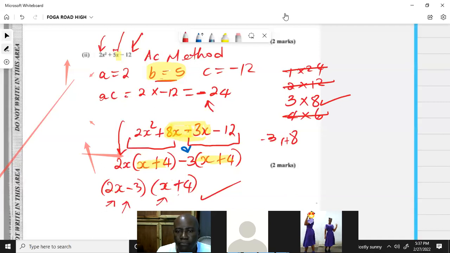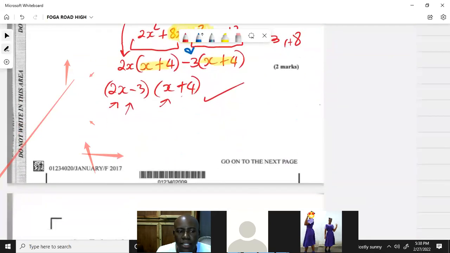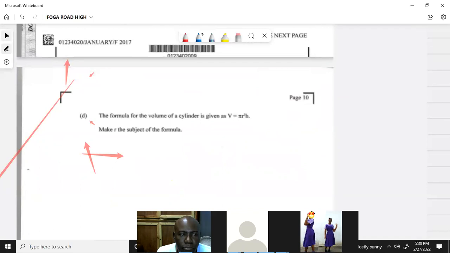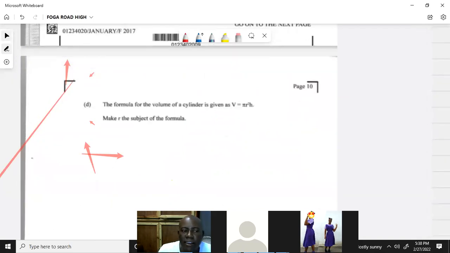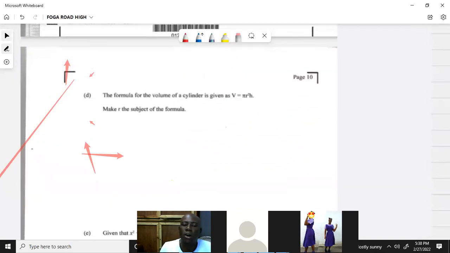All right. All right, so that's the factorization thing going on there. All right, so outside of the factorization now comes what is called transposition of formula, basically making something the subject or solving. It says here, the formula for the volume of a cylinder is V is equal to pi r squared h. No problem. They are saying make R the subject.